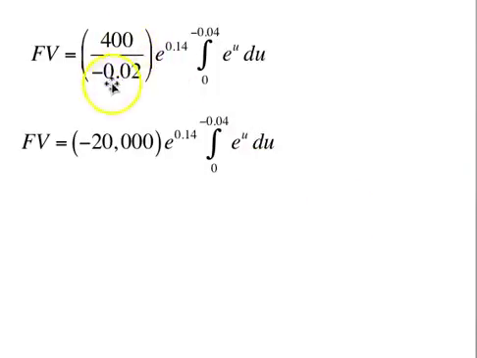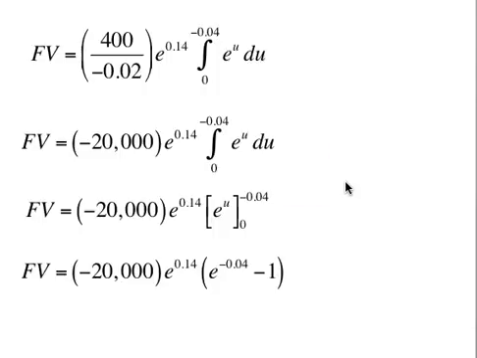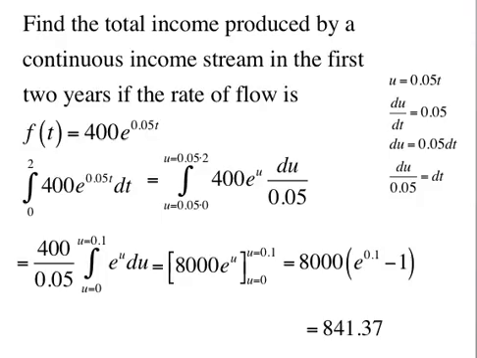First off, though, I just divided the 400 by negative 0.02 to make my life a little easier. And here we go. The antiderivative of e to the u is e to the u, integrated from 0 to negative 0.04. So negative 20,000 e to the 0.14 times e to the negative 0.04 minus e to the 0, which of course is just 1. And after all that work is done, we get a future value of $902.06. Not that much more than the answer we got before. And to remind you, that answer was $841.37. So the difference of the answer we just obtained and this one would be the total interest earned over that time frame.